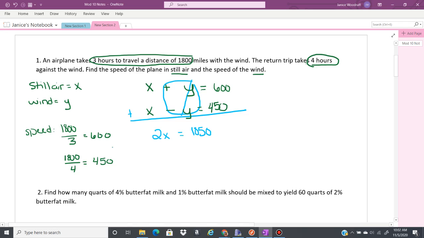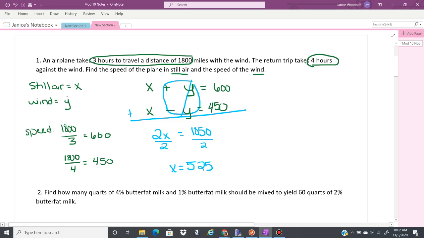So I'm going to divide both of these sides by 2. And that's going to give me 525. So that is going to be the speed of the plane in still air. So if there was no wind, the plane would be going 525 miles per hour.